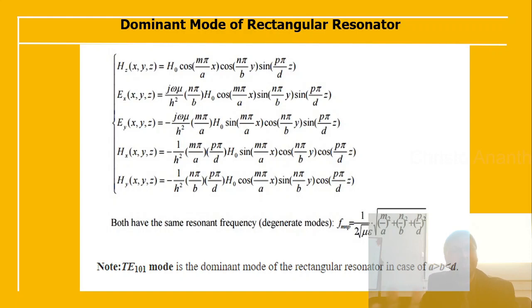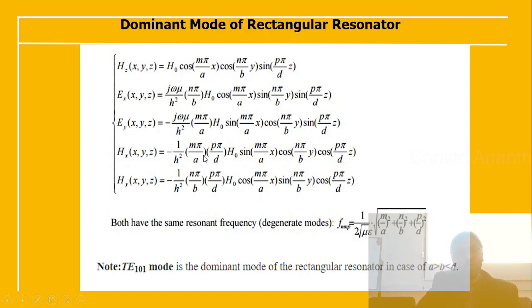So the Hz value of XYZ is H naught cosine M pi by A X, cosine N pi by B Y, sine P pi by D Z. Then we'll be calculating the EX value: J omega mu by H square, N pi by B, H naught cosine M pi by A X, sine value, sine value. Similarly EY is phase reversal, minus J omega mu by H square, H naught sine cosine sine. Then the HX value would be exactly opposite of what you saw in the EX value.